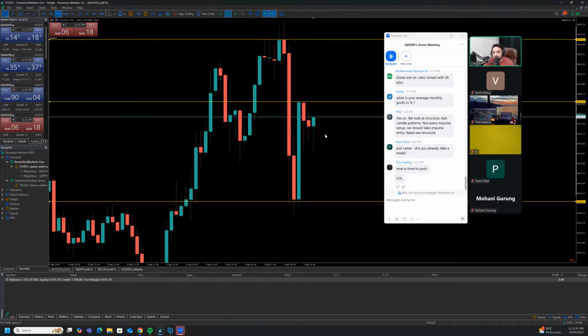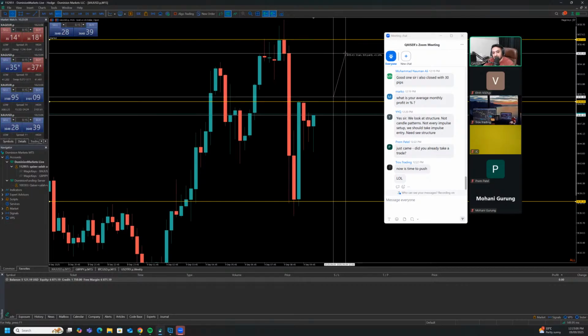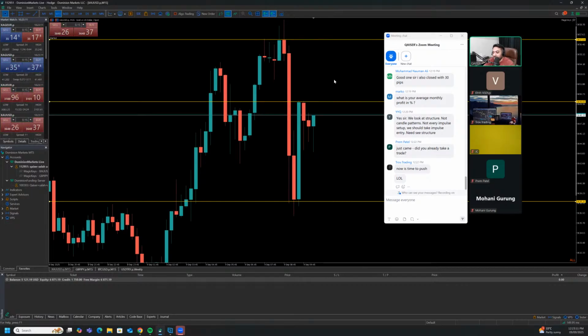We'll see. We'll see. There's 7 minutes left for the 30-minute candle to close. If I wanted to take a buy, I would like to see this current candle close above the resistance. If this candle closes above the resistance, then I can give my trade a chance for the buys. That makes sense. Definitely.